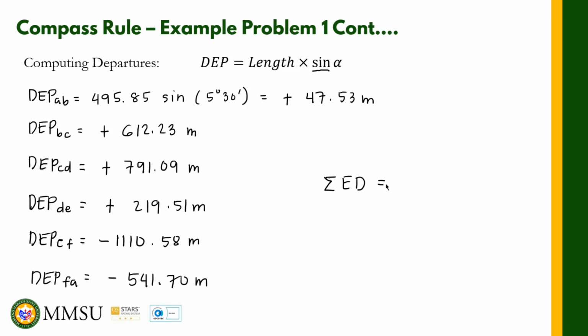Okay, the summation of east departure is just equal to the positive, itong 47.53 meters plus 612.23 plus 791.09 plus 219.51, and that should be equal to positive 1,670.36 meters. Okay, and then we also need to solve for the summation of the west departure. Ito naman yung mga negative. So we have negative 1,110.58 and then negative 541.70. And the total should be equal to negative 1,652.28.